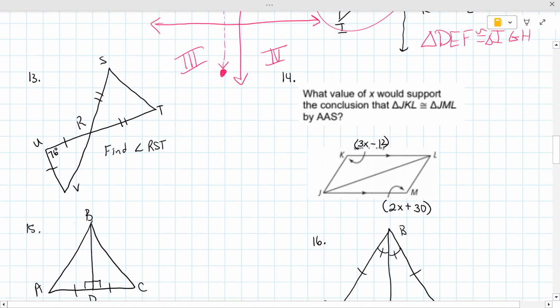Find angle RST. If this angle is 76, these two angles are congruent because they're opposite the congruent sides. So what's 180 minus 76? 104. So you have to take 104 divided by 2. And you get 52. Okay?